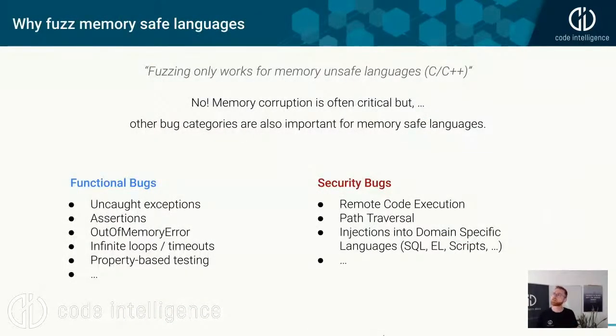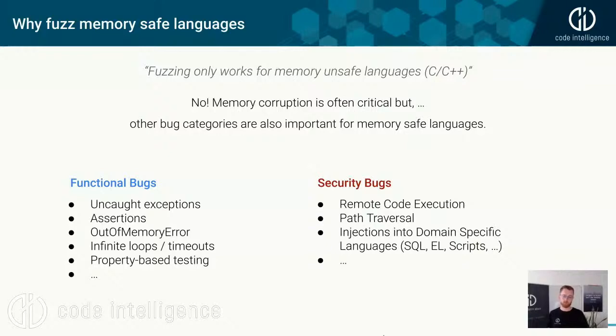Fuzzing, as you probably imagine from the history, originated in the C and C++ world. And so many people still think that fuzzing is only relevant for unsafe languages like C and C++. While it's true that memory corruption is a critical issue, there are other categories, even for memory safe languages, that are still important and should be tested.